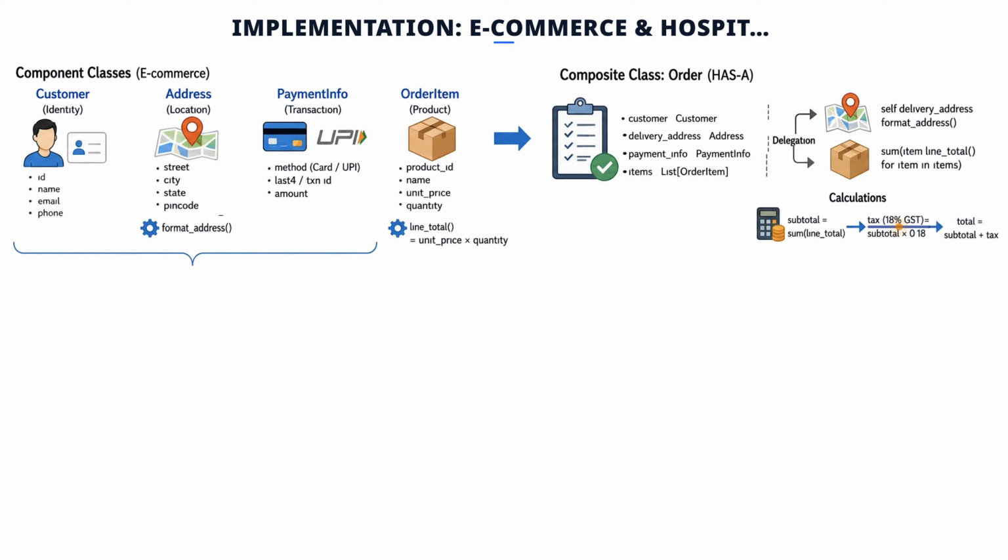Because of this modular structure, if a customer updates their delivery address, we don't need to destroy and recreate the entire order object. We just swap the old address object for a new one in one line of code.